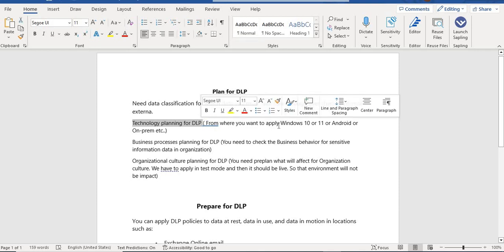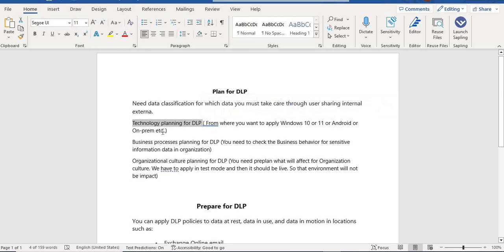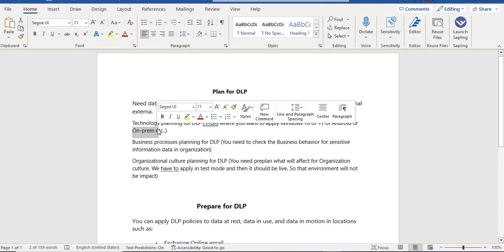From where you want to apply the Windows 10 and 11 or Android devices, on-prem. From where you want to apply this service, on which devices, and where should the location be. There is also the on-premises or Office 365 access. There are multiple locations. So now, business process planning for DLP.